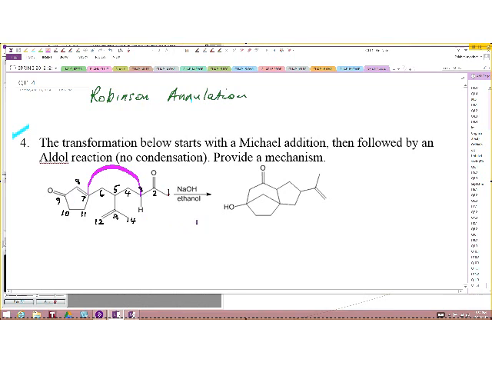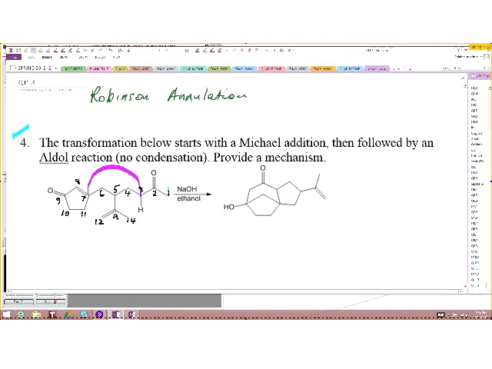Once you form your Michael addition product, now you need to do your aldol reaction. For the aldol reaction, you know you need a nucleophile, an enolate anion. Which carbon here will be your enolate carbon, and which carbon will be your electrophilic carbonyl carbon? Which one? 1, okay. So 1 will be your enolate carbon for the aldol reaction, and then you want to use 9 for the carbonyl. Very good.